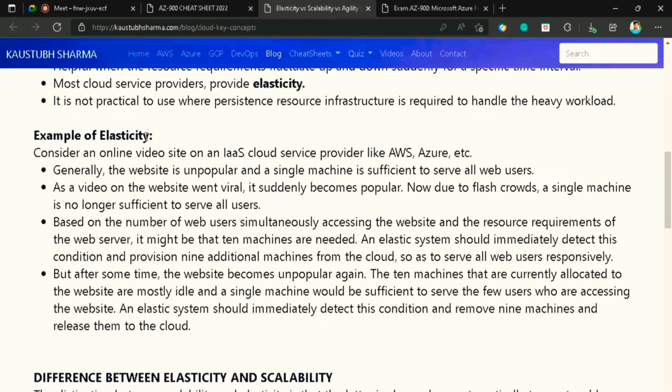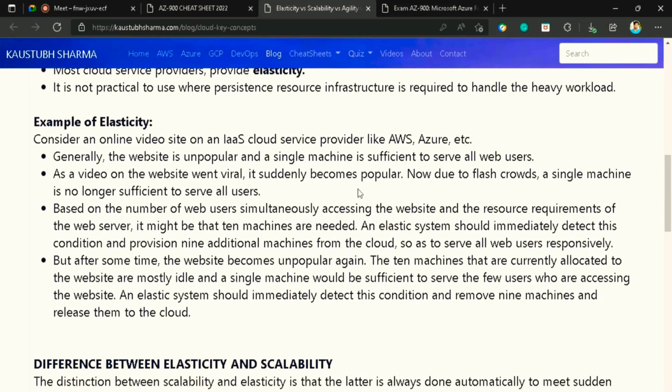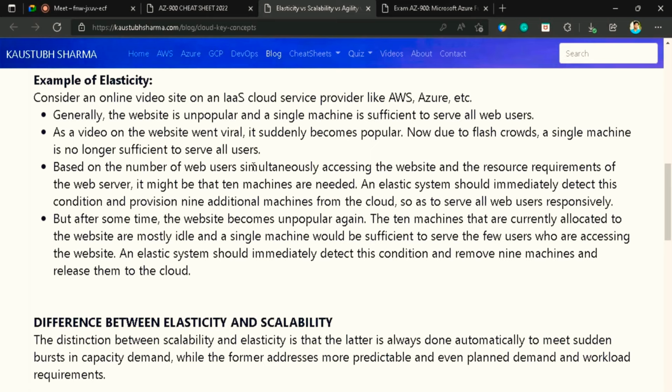In this example of elasticity, take a video site like YouTube. Say that website is not as popular as YouTube and is running on a single machine, providing services to all web users. Suddenly a viral video came on that website and it became popular. Take TikTok: before, it was very unpopular and could run from a single machine, but suddenly it got viral. Many people are approaching it, like a flash crowd, and now it is not able to support all the users. If your solution is elastic enough, then as people come in, it will automatically start increasing its computing power.